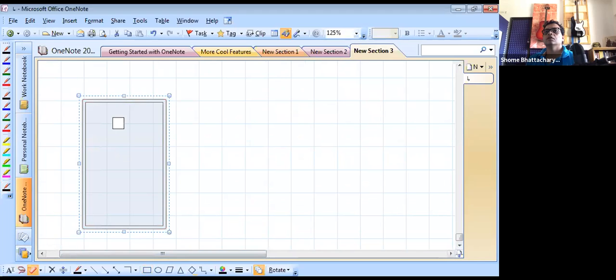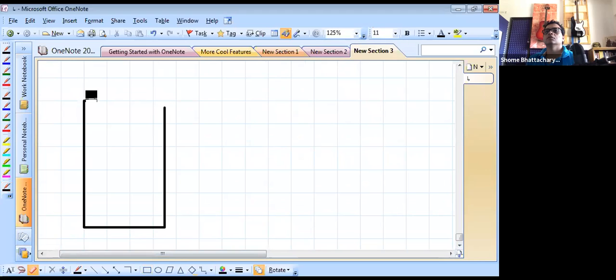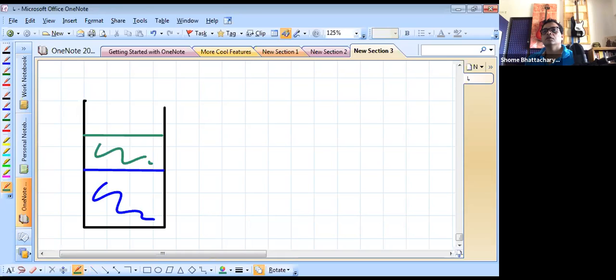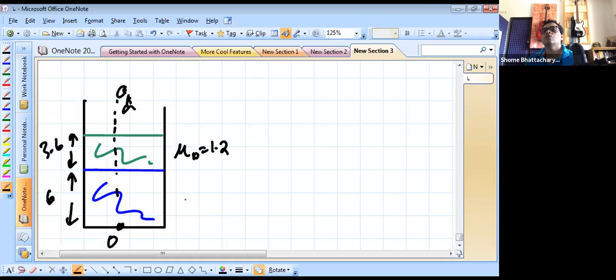So I had this thing. And we had a layer of oil and we had a layer of water. And we had a point object, which was over here, and we had an observer who was over here, vertically above. And we had this thickness 3.6, this thickness 6. And we had refractive index of oil 1.2 and refractive index of water 1.33 or whatever.